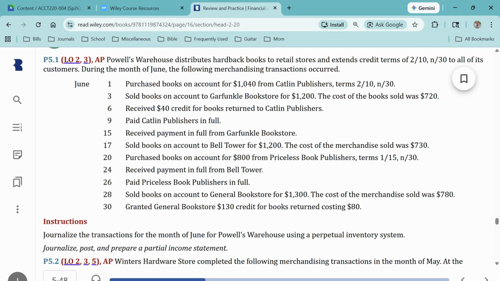We received payment in full from Garfunkel. First question I want to ask is, did Garfunkel pay within our discount period? There are our terms we offer to our customers. We sold the books to them on the 3rd. They're paying off their account receivable. They have an account payable with us, but we have an account receivable with them. We're collecting the account receivable from them 12 days after we sold the books to them on account. So do they get a discount? No.